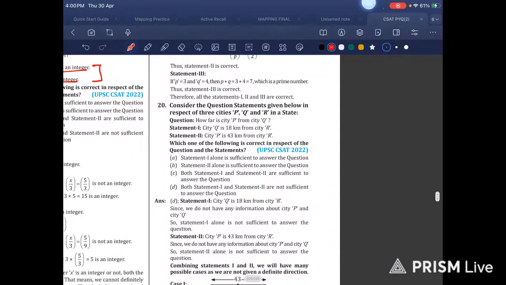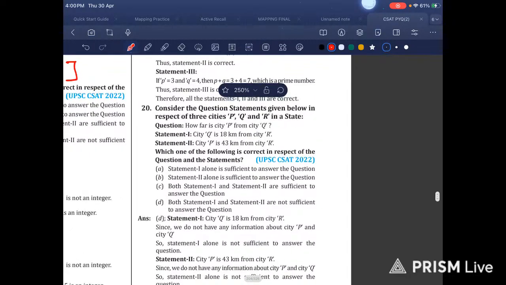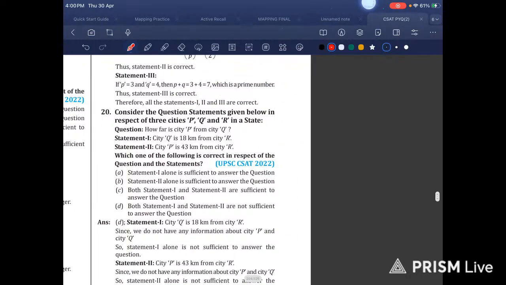Now let us move to question number 20. Let me just check if everything is running fine and all right. Yes, everything is running fine. Question number 20. How far is city P from Q?